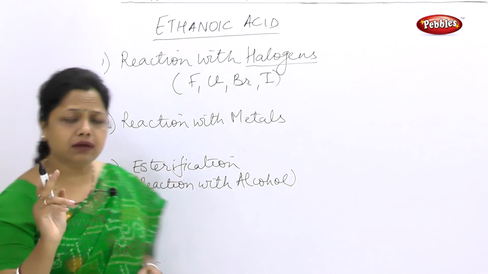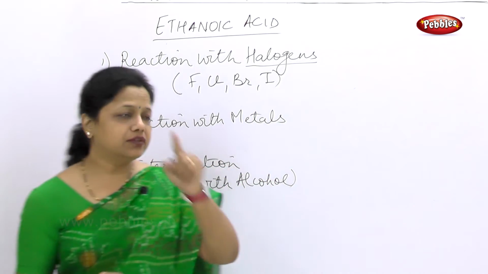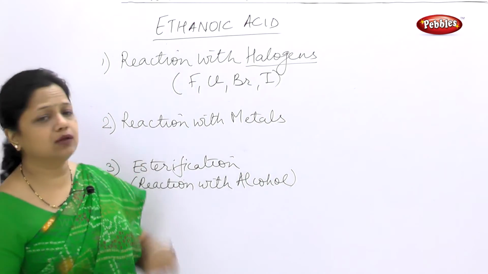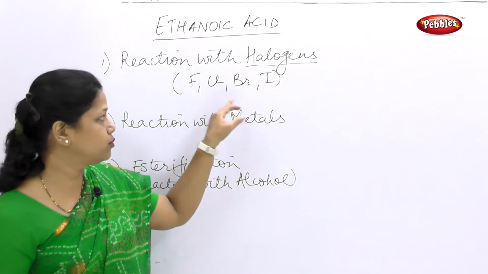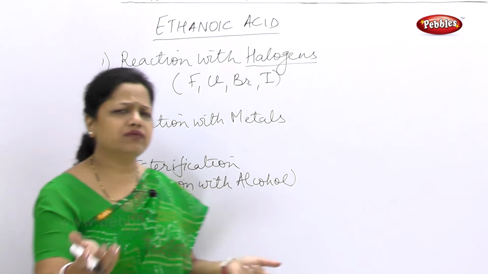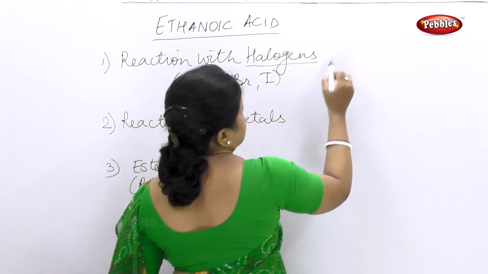These three major chemical reactions we are going to cover in this part. Now let's start with the first one, reaction with halogens. As I said, halogens are of various types: fluorine, chlorine, bromine, iodine. So most common which we generally use is chlorine. So let's see how it reacts.